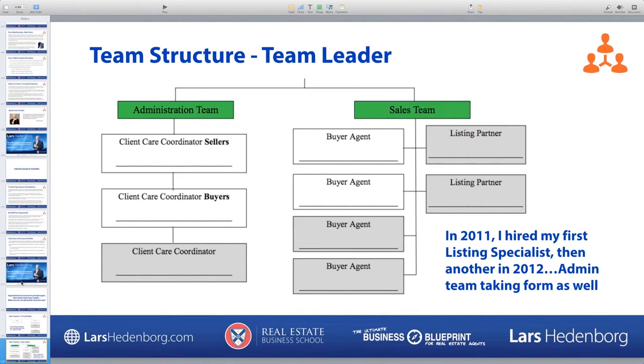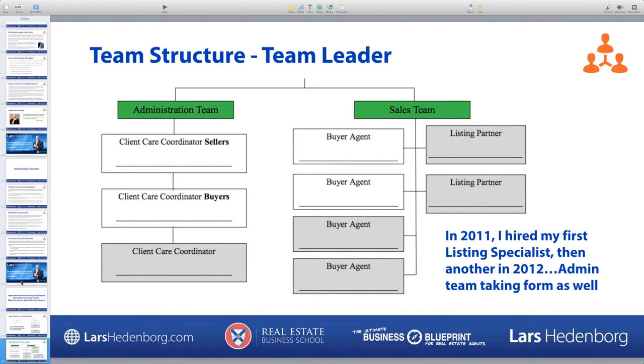So then when we look at team leader, this is when I'm still involved in production. I'm managing the admin team and I'm managing the sales team. I had a differentiator: I never had agents that did both sides. So I always had buyer agents and listing partners. But I managed the sales team, so I didn't have a person in that green box there. And I was also managing the admin team.